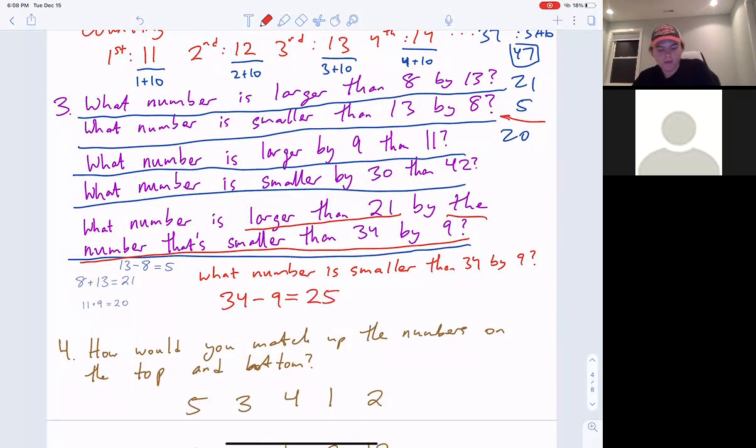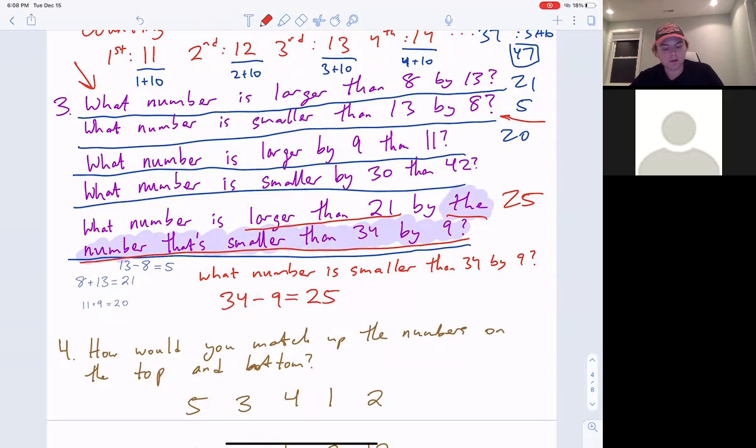Okay, well, now what I can do is I can take this whole part here, the number that's smaller than 34 by 9, and I can just replace it by 25. And so now the question is, what number is larger than 21 by 25? And again, we've seen a question just like this. It was this first question. And we know we can use addition to figure that out.